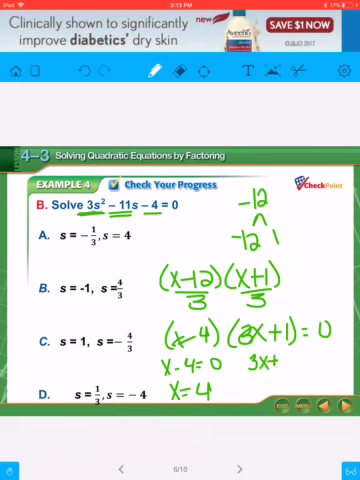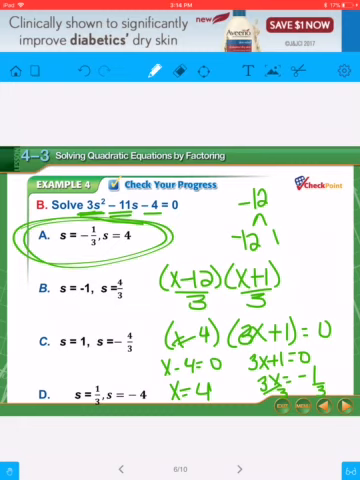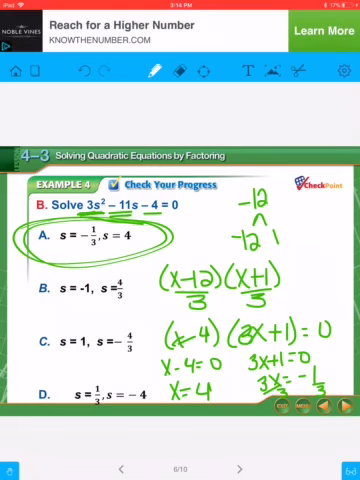And then 3x plus 1 equals 0. So I need to subtract 1, so that's 3x equals negative 1. Divide by 3, so x equals negative 1/3. So 4 and negative 1/3. Those are my two solutions.